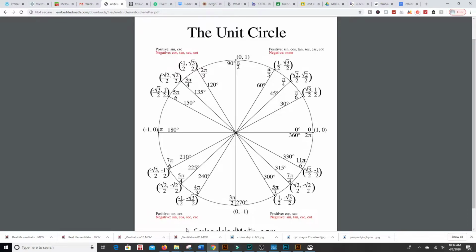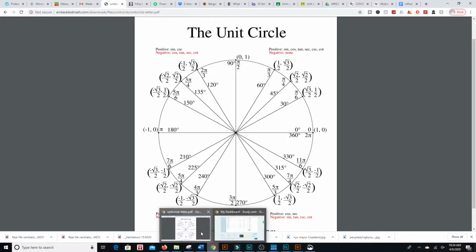Everyone see that? First of all, who's here? Let me know, because this is your participation grade.